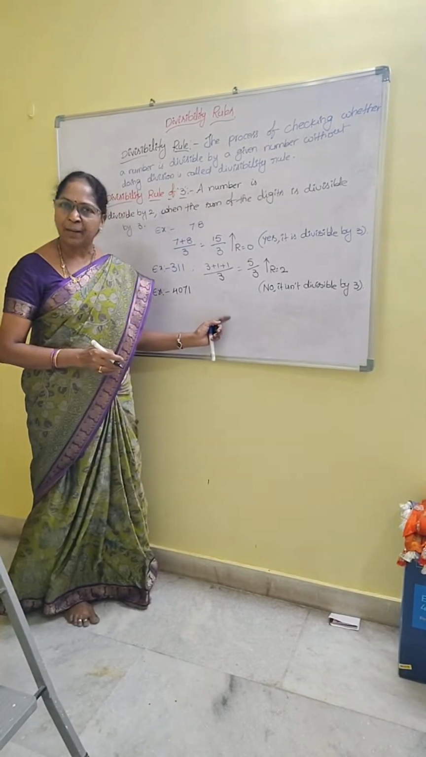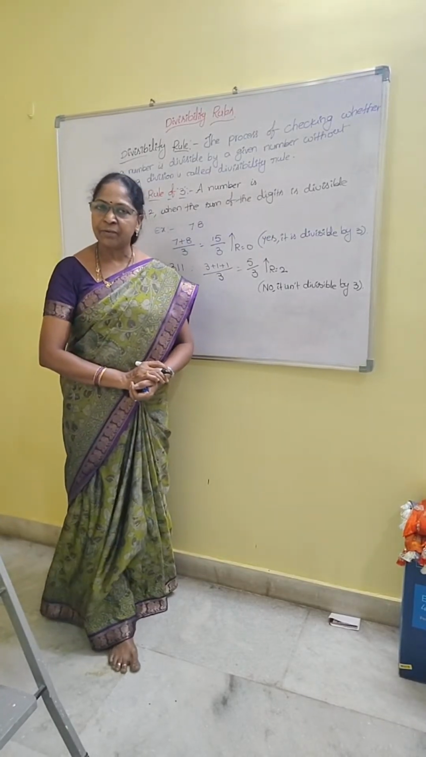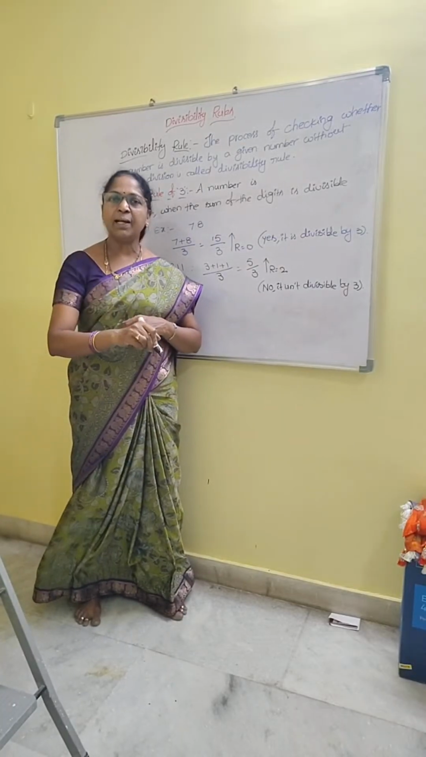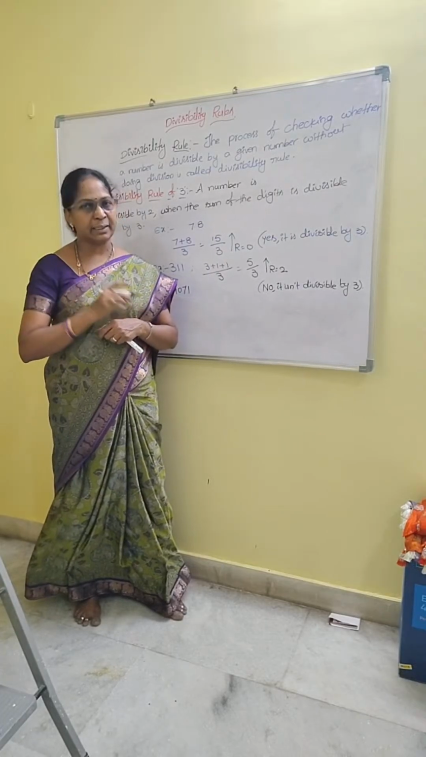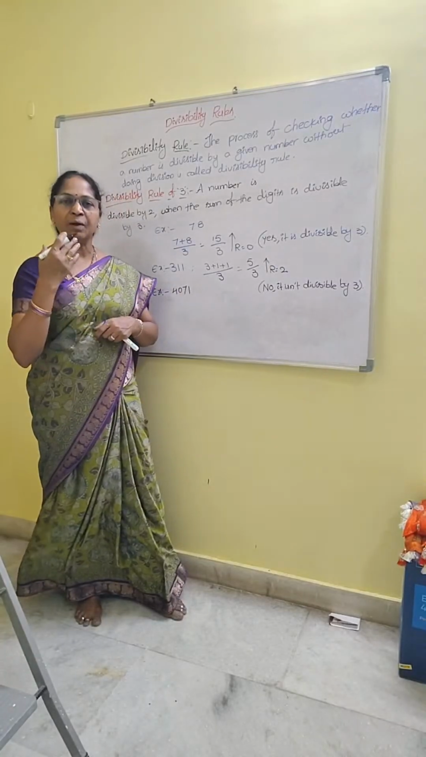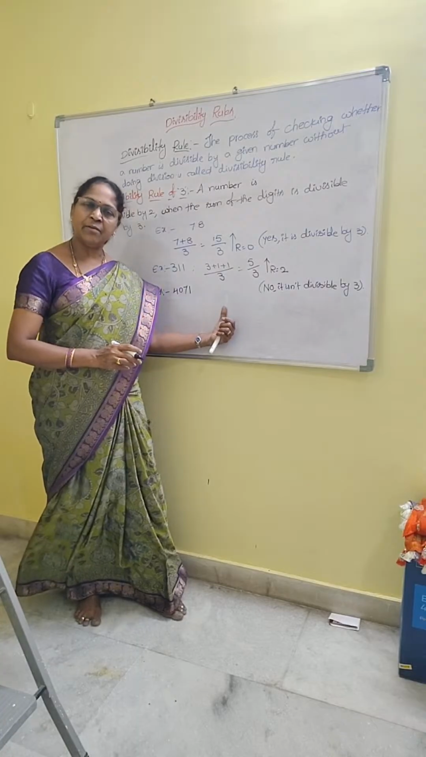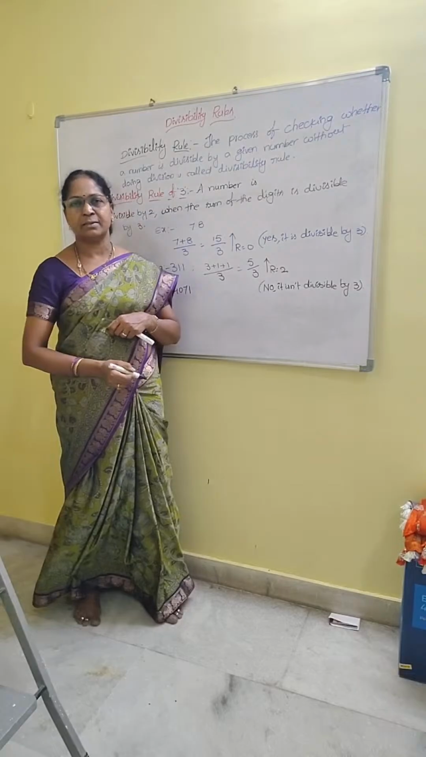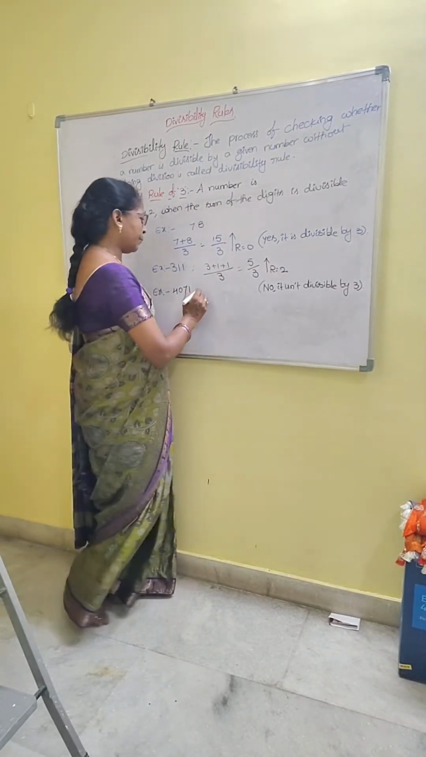Again, we have to apply the divisibility rule of 3. What is the divisibility rule of 3? If the sum of the digits is divisible by 3, then only the given number is divisible by 3. That we know, the divisibility rule. Then let's apply that rule. Then we can find out whether the given number is divisible by 3 or not. Got my point? See here.